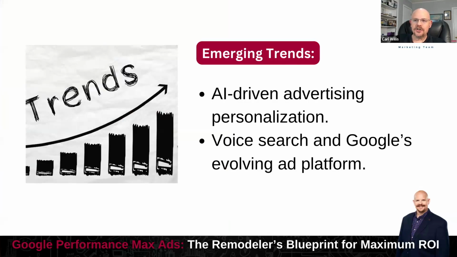The real trends are AI driven marketing because Google is already moving towards more automation. Even in the traditional search campaigns, they are really taking the manual options off the table. It's harder and harder and harder to do manual optimization. They're really trying to automate more and more of the process.